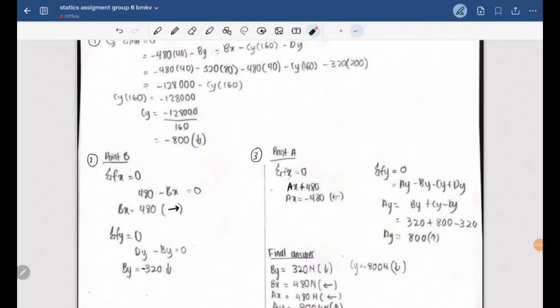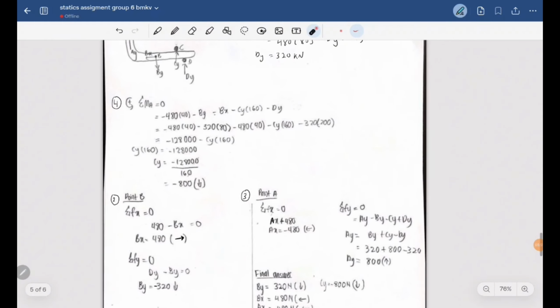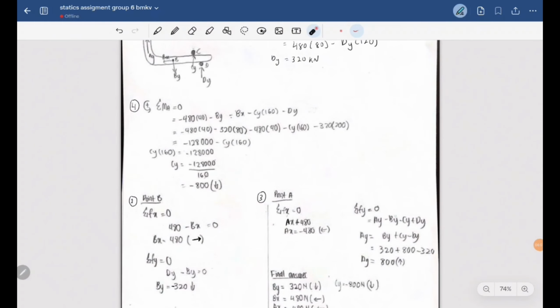So for component y, Fy equal to 0. So Ay minus by minus cy plus dy. So Ay equal to by plus cy minus dy. So 320 plus 800 minus 320, we got 800 upwards. So after we find the force at point A, we do the moment at point A.